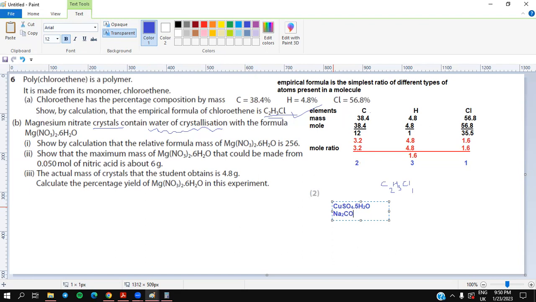Sodium carbonate. This is sodium carbonate. Sodium carbonate has 10 water molecules. These water molecules are called crystallization water. Now, in this question, we have magnesium nitrate, Mg(NO3)2, with the bracket outside and a 2. Dot, how much crystallization water is there? 6H2O.